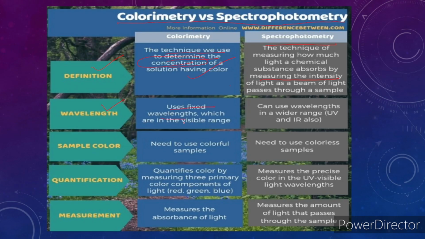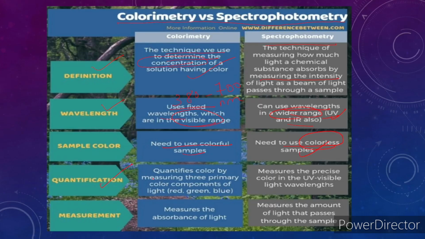Colorimetry uses a fixed wavelength in the visible range, that is from 380 to 700 nanometers. Spectrophotometry has a wider wavelength range, that is UV and IR range. UV range is from 100 to 380 nanometers, whereas IR is 760 to 3000 nanometers. In colorimetry it is needed to use colorful samples, whereas here we need to use colorless samples.